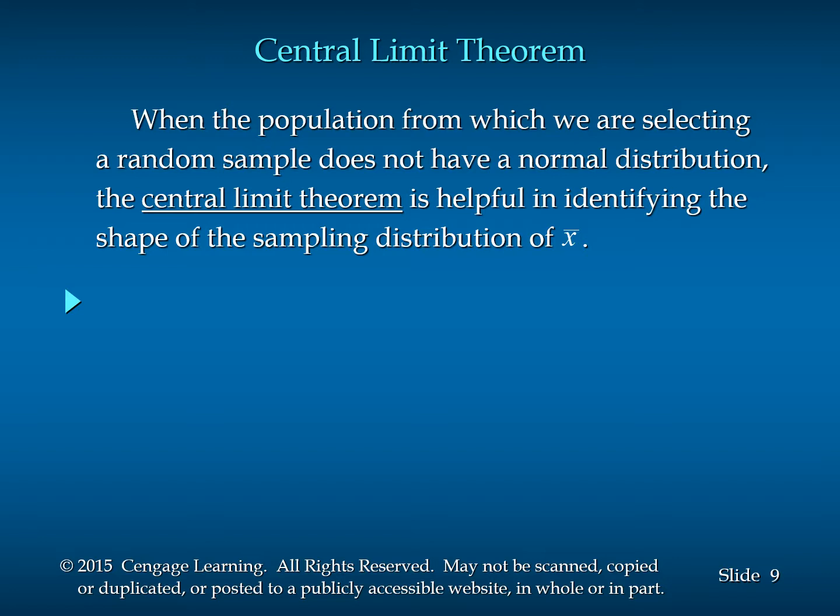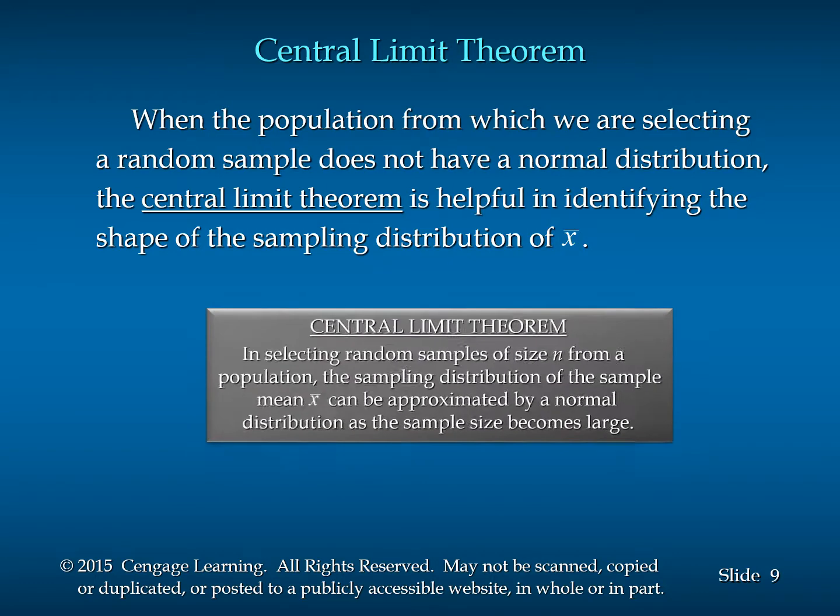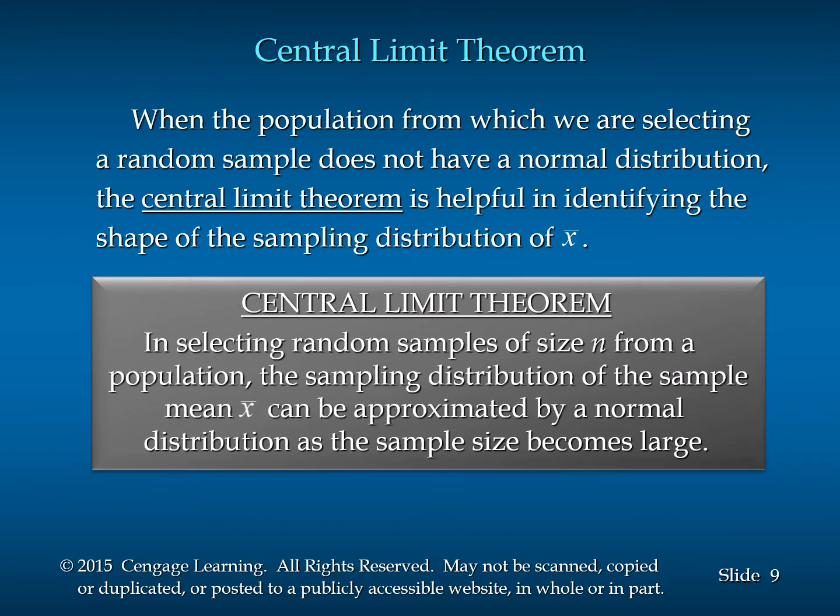Now I want everybody to try and remember this central limit theorem. The sampling distribution of sample means can be approximated by a normal distribution as the sample size becomes large. A normal distribution. Keep in mind what we learned in Chapter 6. If we have a normal distribution, we can use the standard normal or z distribution to easily calculate the probability in any interval. That's the heart of this concept of sampling distribution.